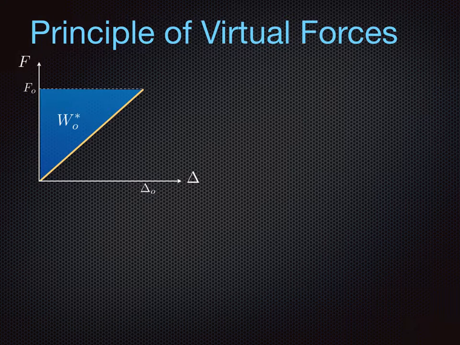The complementary work in this particular case is equal to the shaded area in color blue and denoted here with W sub 0 star. Please also note that because this is a linear elastic system, this is precisely equal to the actual amount of work that we have done, which we previously discussed, and that would be W sub 0, the area of the triangle shown here in color yellow.